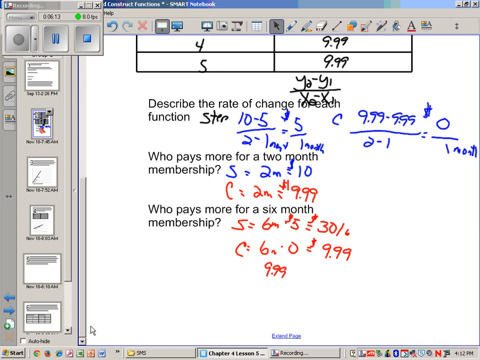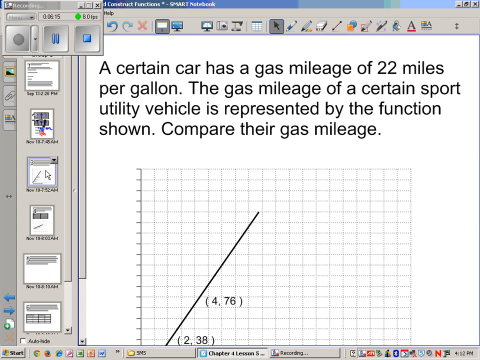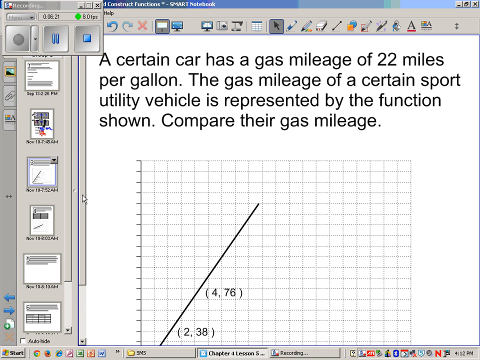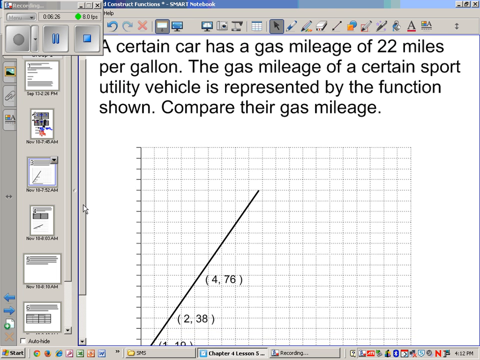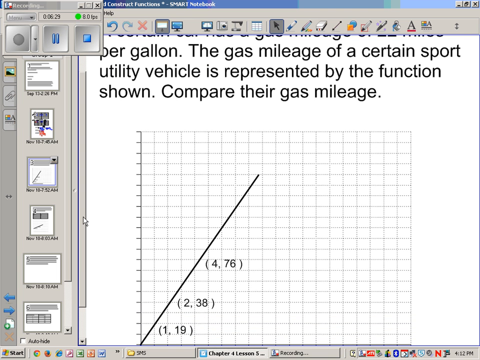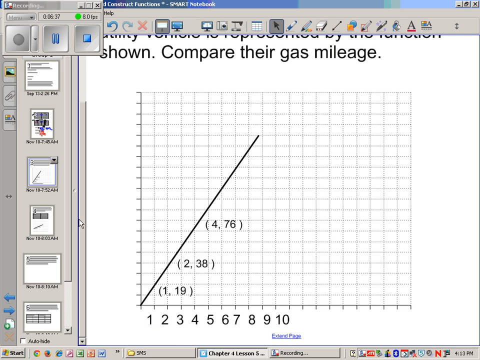Okay, let's move on to another example for comparing functions in different forms. We have a certain car that has a gas mileage of 22 miles per gallon. The gas mileage of a certain sport utility vehicle is represented by the graph. So we have a graph and a word function, and we're trying to compare the two. On our graph, we can label these on our chart. So this is going to be miles driven, and this is gallons used, our x-axis.